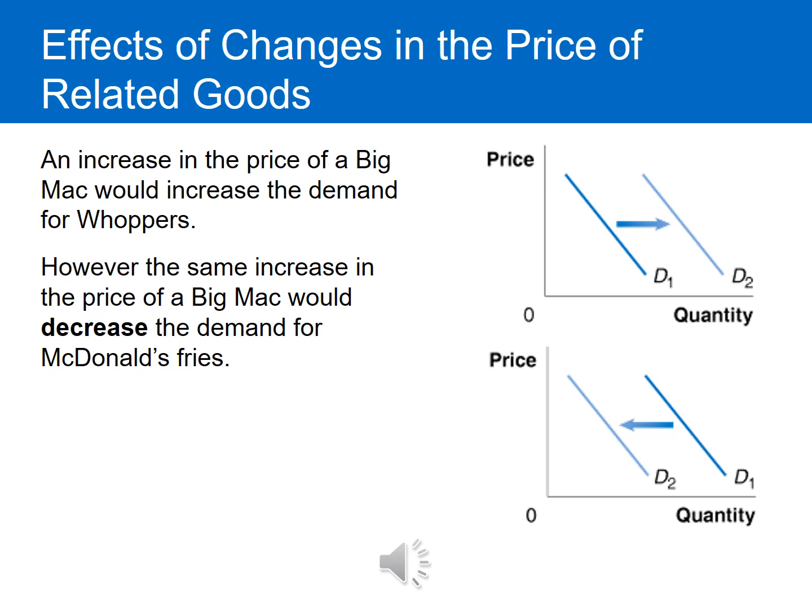However, that same price increase for Big Macs is going to decrease the demand for McDonald's fries. That's going to shift the demand curve to the left from D1 to D2. Because it's now relatively more expensive to purchase a Big Mac, fewer people are going to purchase McDonald's fries, which are typically bought with Big Macs.